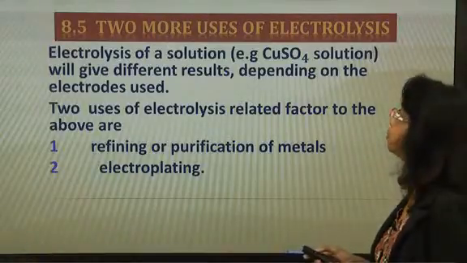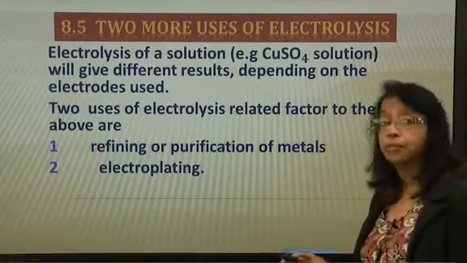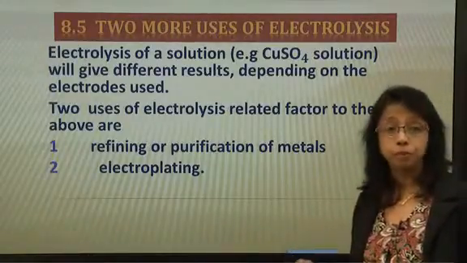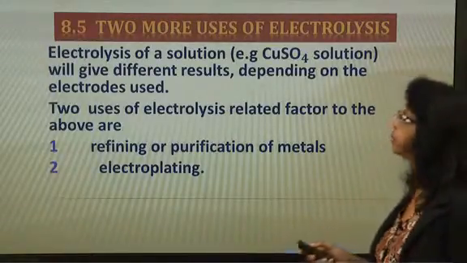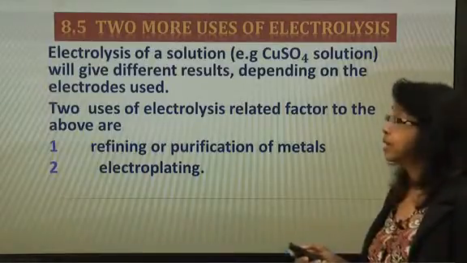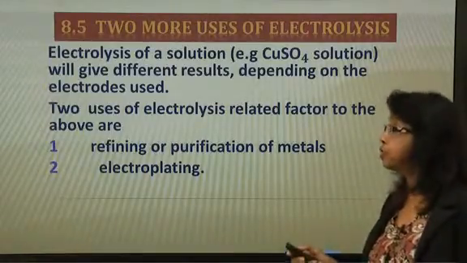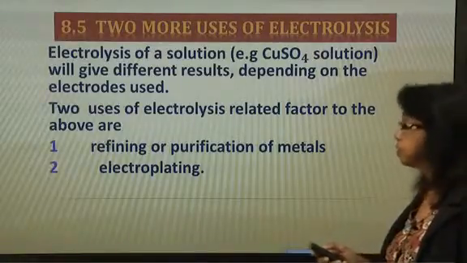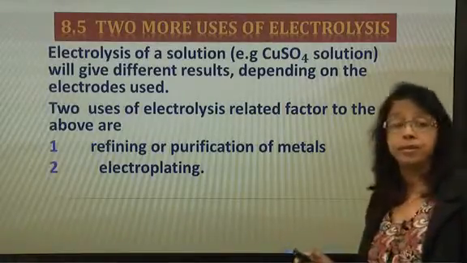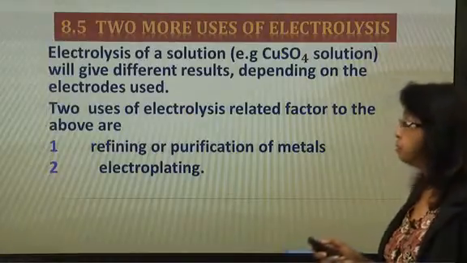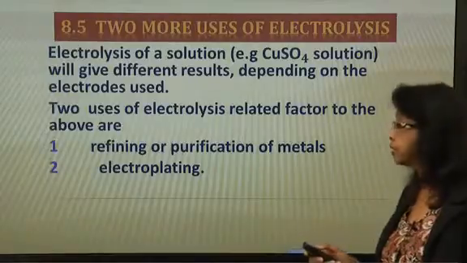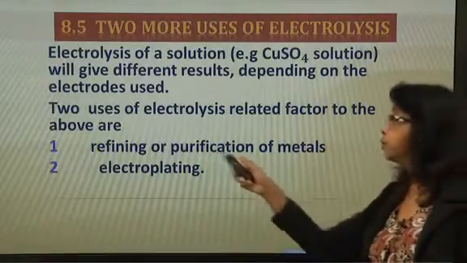Let's look at two more uses of electrolysis. If you remember, we have done under 8.4 electrolysis of brine, and today we will look at two more uses of electrolysis. In this case we are just going to study the electrolysis of copper 2 sulfate solution using different electrodes.